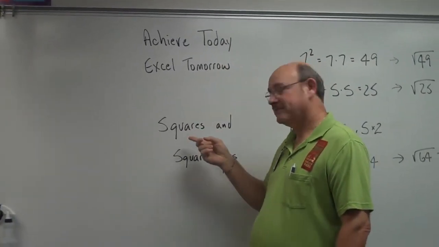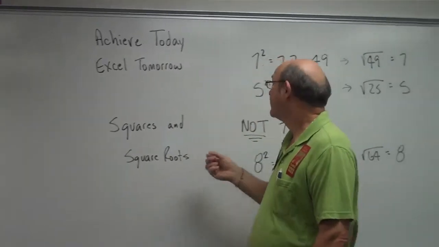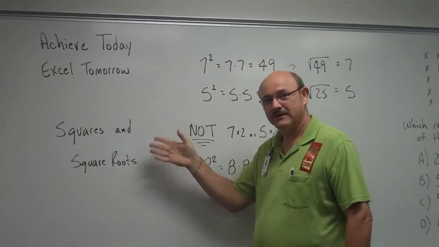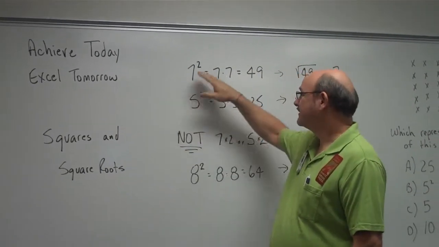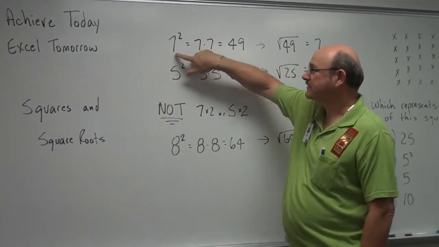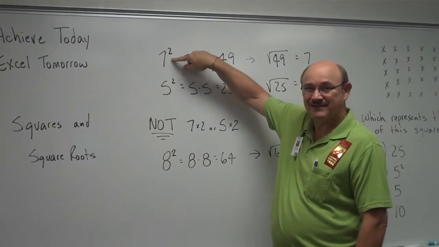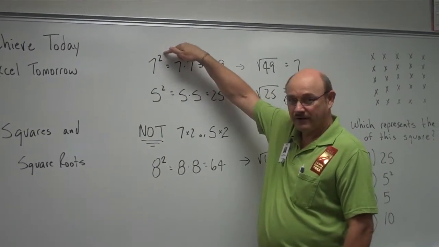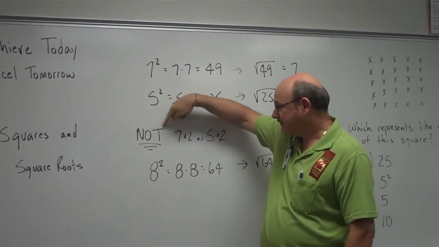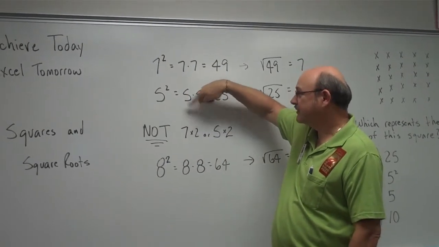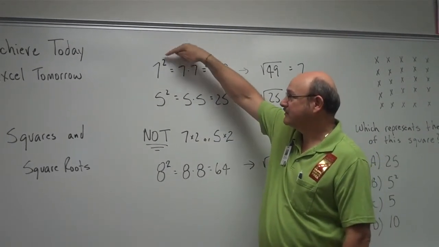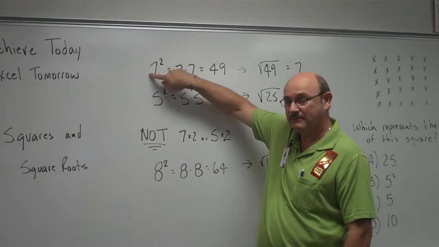Today we're going to be achieving squares and square roots. Squares and square roots kind of work together. They're just kind of opposite of each other. So first we're looking at squares, where this number is called 7 squared, or you may have heard in elementary school 7 to the second power. We call it squared here. This does not mean 7 times 2. 7 squared tells you how many times to multiply the base times itself.